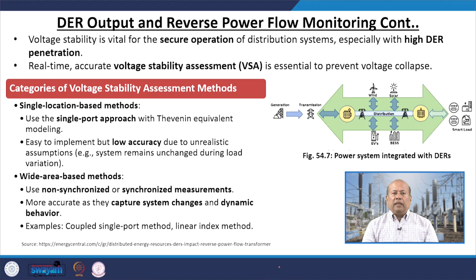Now, voltage stability is vital for the secure operation of distribution systems, especially with high DR penetration. Real-time accurate voltage stability assessment, that is VSA, is essential to prevent voltage collapse. Now, categories of voltage stability assessment methods. Let us start with the single location based method.